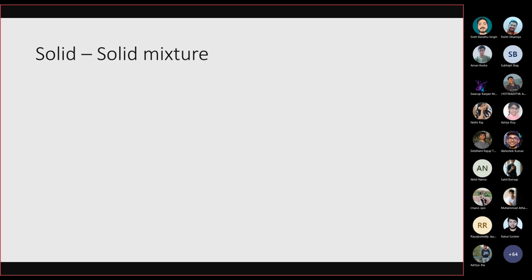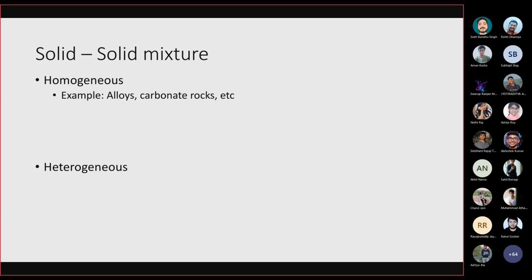Now another case, we take solid-solid mixers. There are two types of solid-solid mixes possible. One is homogeneous, another one is heterogeneous. Solid-solid mixes mean two different components. But if uniformly dispersed, that's called homogeneous. If non-uniformly dispersed, it is called heterogeneous.